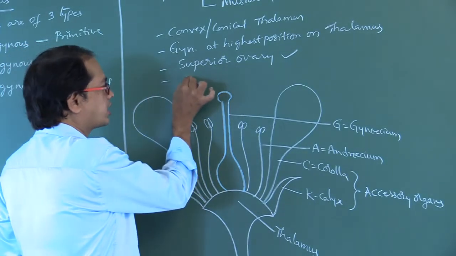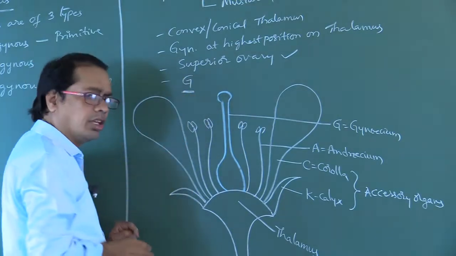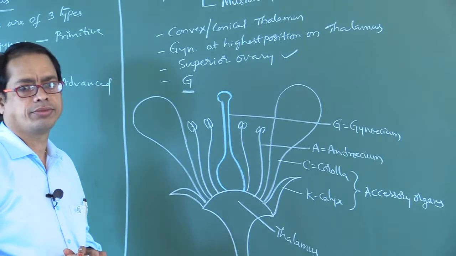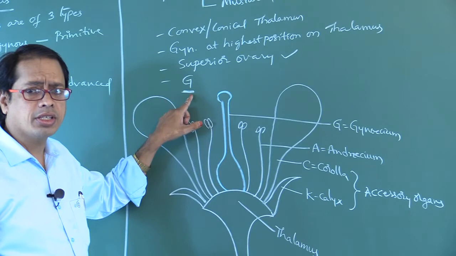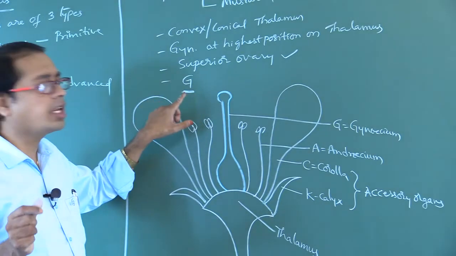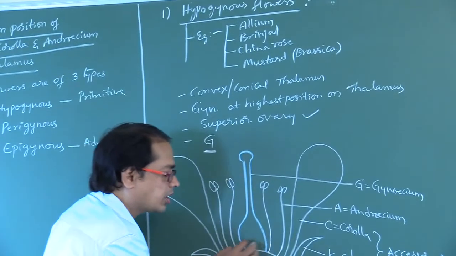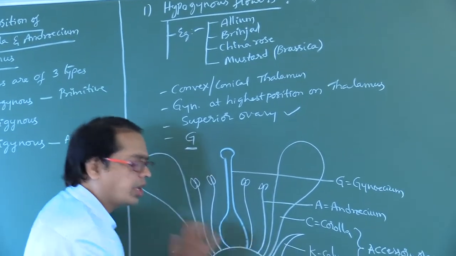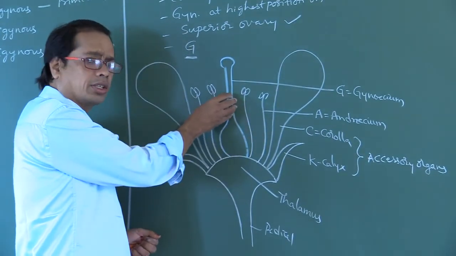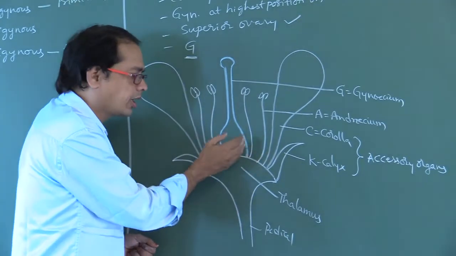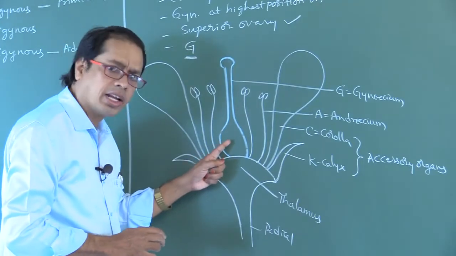It is represented as symbol G, with a dash present below the G. G means gynoecium. If a dash is there below the G, that is an underline, it is represented as superior ovary. That is the type of flowers, hypogynous flowers. So thalamus is convex or conical in shape. Gynoecium is at highest position on thalamus, and remaining floral parts like calyx, corolla and androecium are present below the gynoecium. Ovary is at highest position.